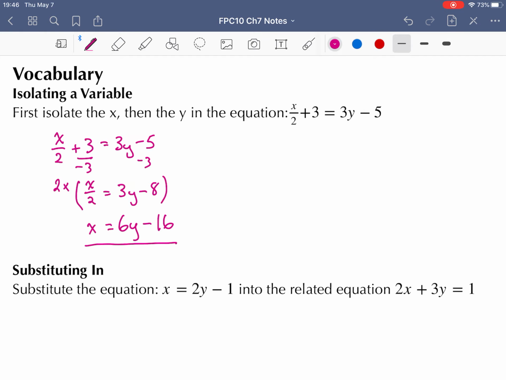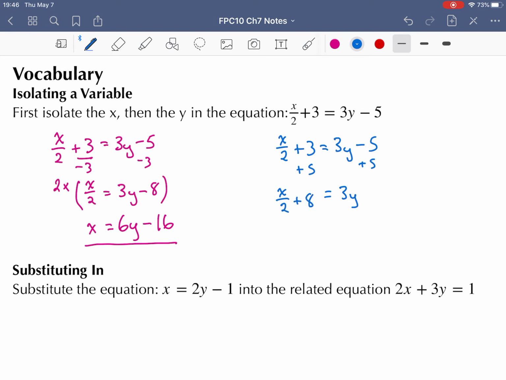Okay, now let's isolate y. We're going to do that over here, in blue. Let's write out our equation: x over 2 plus 3 equals 3y minus 5. So let's add 5 to both sides to get 3y is equal to x over 2 plus 8.